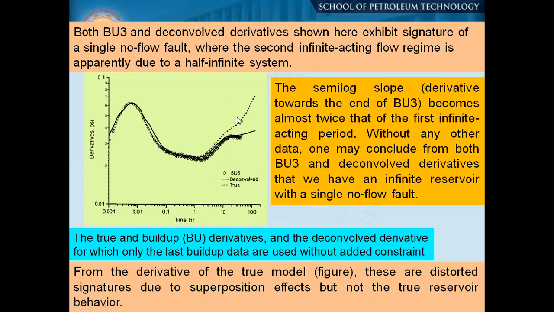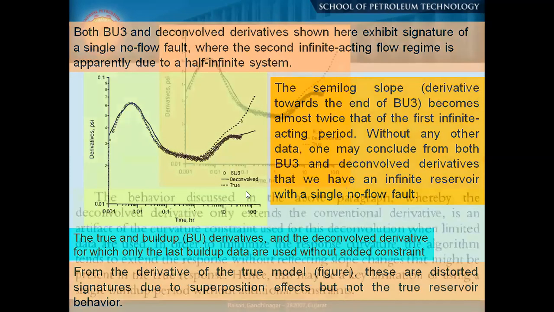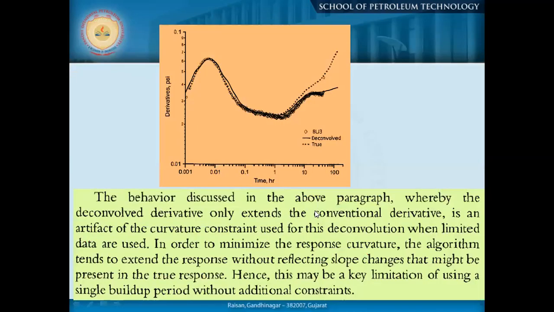Now, the behavior discussed in the above paragraph, whereby the deconvolved derivative only extends the conventional derivative, is an artifact of the curvature constraint used for this deconvolution where limited data are used. You see this is your BU3, and you can extend to a certain time, but you cannot get the actual data response which is true here. So it is giving you certain extrapolated information, but not up to the specific time period which we wanted to get.